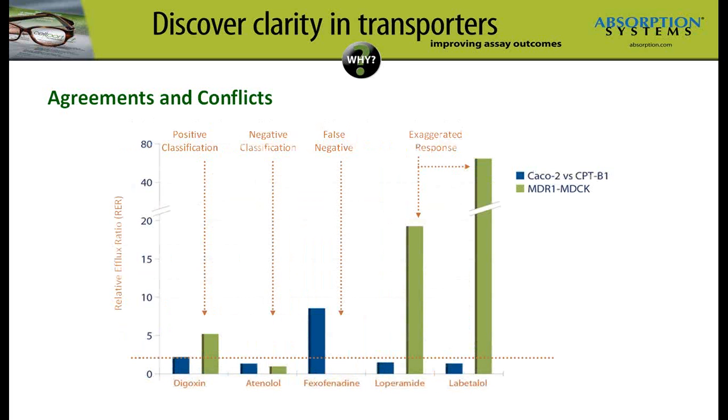Again, this slide shows the compounds in different systems. Fexofenadine, this is clinically proven to be a PGP substrate, and it also showed efflux in Caco2 versus CPT-B1 cells, but it didn't show any efflux in MDR1 MDCK cells. Loperamide and labetalol are PGP substrates, but the generated efflux responses are quite different between these two cells.